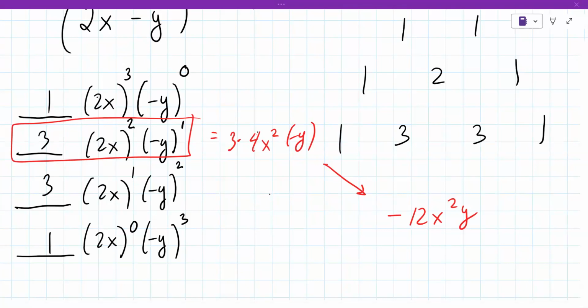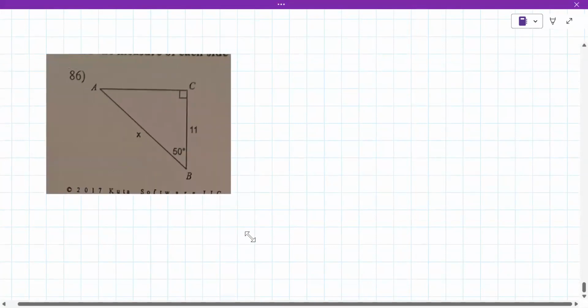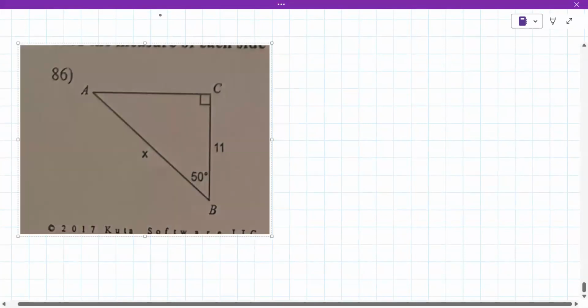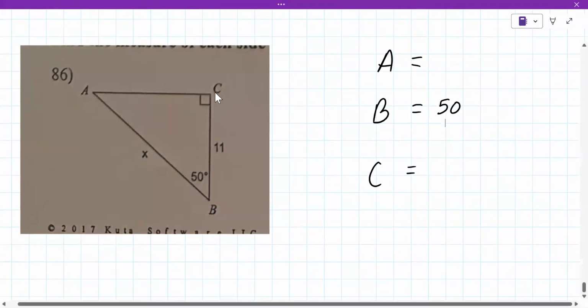So more generally, this is the solve-the-triangle problem where they want you to find everything in the triangle. I know it says just to find x, but just assume for a moment that you wanted to find everything in the triangle. Angle B is 50. What's the measure of angle C?